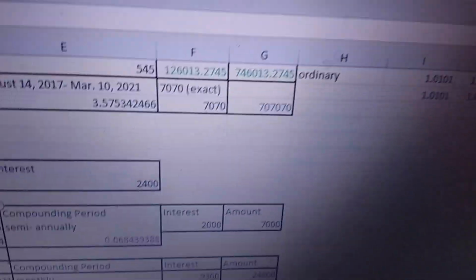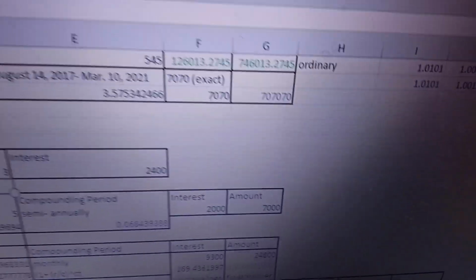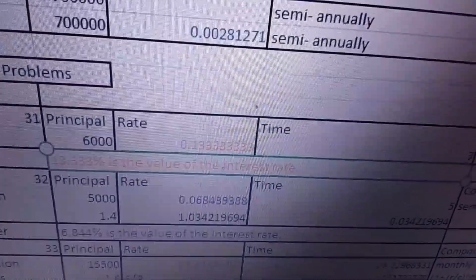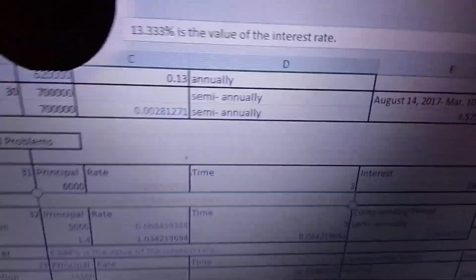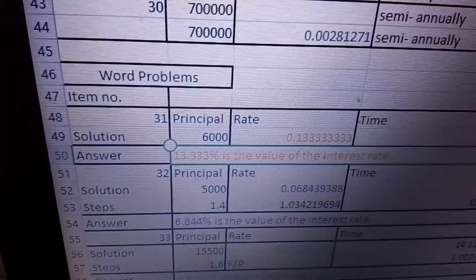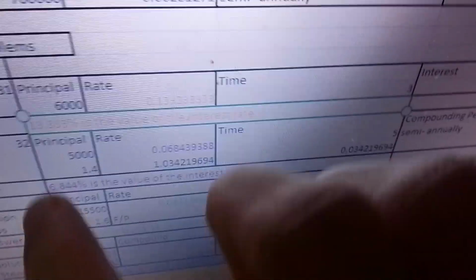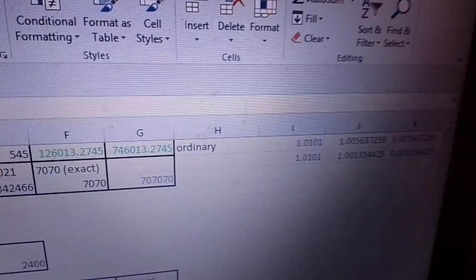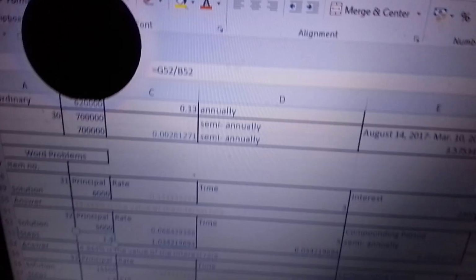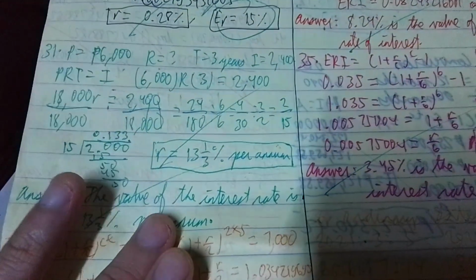So what do we do here? Our goal is to solve for the rate. Pero paano tayo nagsasolve ng rate? We know that we're supposed to get 0.06484399388. So what did we do? Let's go to the solution sheet and find out. So, ang ginawa ko dito ay ganito. First, I get 1.4. Paano ko nakuha ng 1.4? Ang ginawa ko ay future amount divided by the principal. Yan. So, ito yung ginawa ko, di ba? So, I did this.